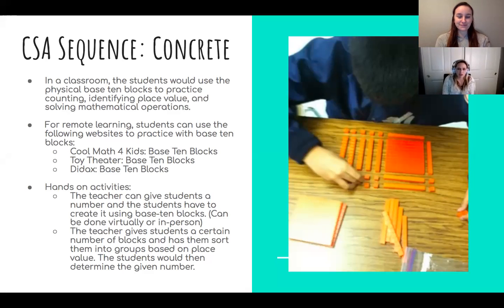Some hands-on activities that you can do when practicing concrete learning of using base 10 blocks are that the teacher can give students a number and the students have to create it using the base 10 blocks. This can be done virtually or in person. Or the teacher can give students a certain number of blocks and have them sort them into groups based on place value. So the teacher could give the student 3 rods and 4 units, and then the student would sort them into the rods and the units, and then they would figure out what the total number would be based on having 3 tens and 4 ones.